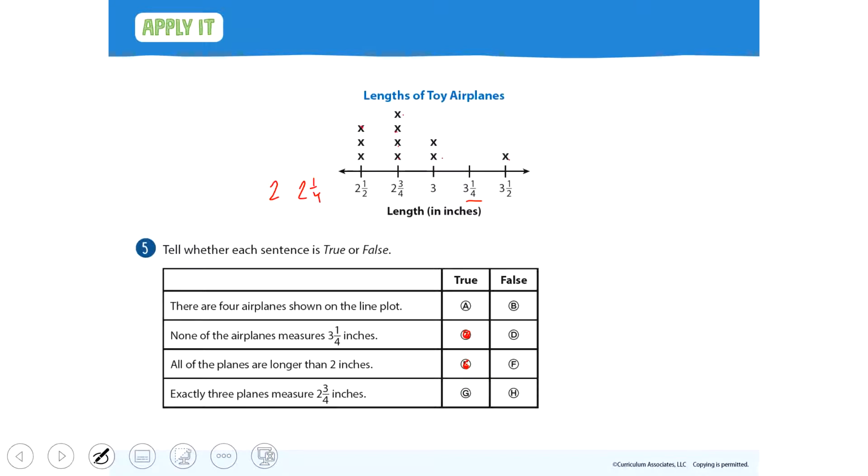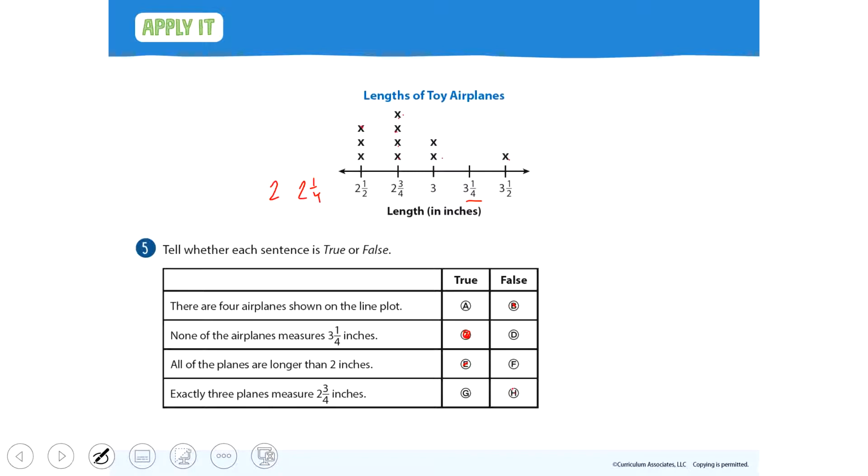The last one says exactly 3 planes measure 2 3/4 inches. Let's see how many we have. We have 1, 2, 3, 4 of them. So that's going to have to be false. We got false, true, true, false. Those were our answers.